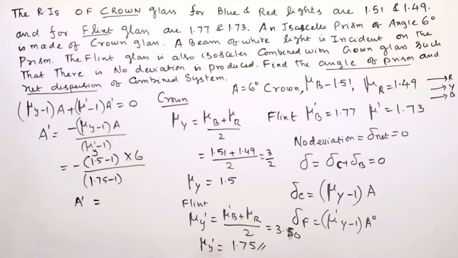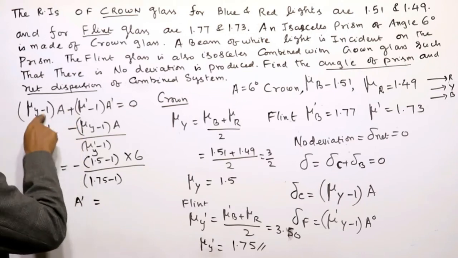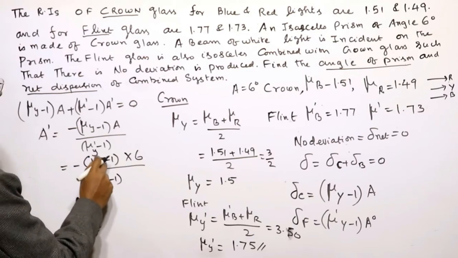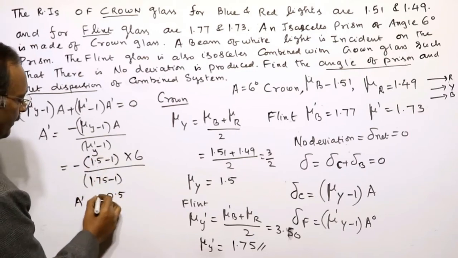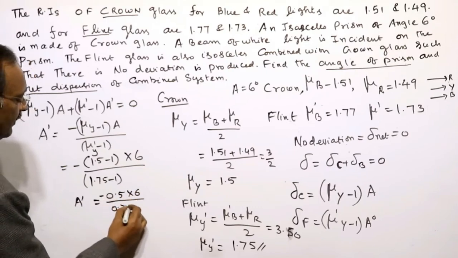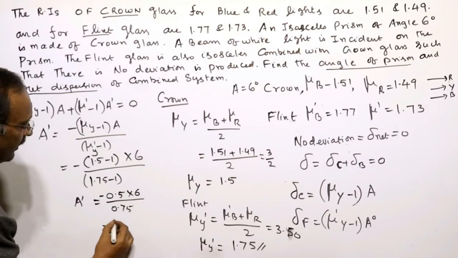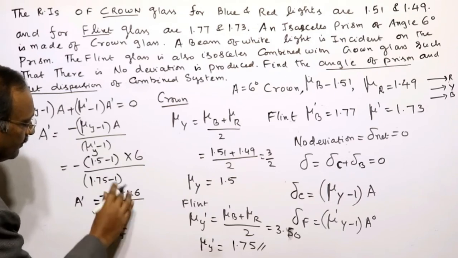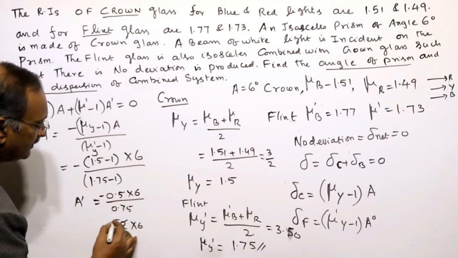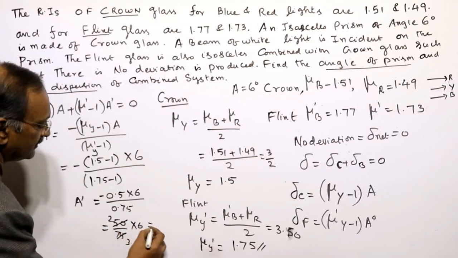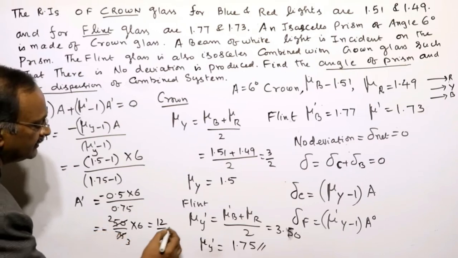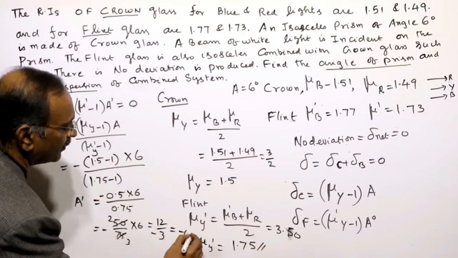This is for the angle of prism of the flint glass. First one is for crown, this is for flint. So we are finding out for the flint: 0.5 into 6 divided by 0.75, which we can write as 50 divided by 75, multiplying numerator and denominator by 100 to make the calculation simple. This is 2 times, this is 3 times, 12 divided by 3. So the value comes out negative, equal to minus 4 degree.